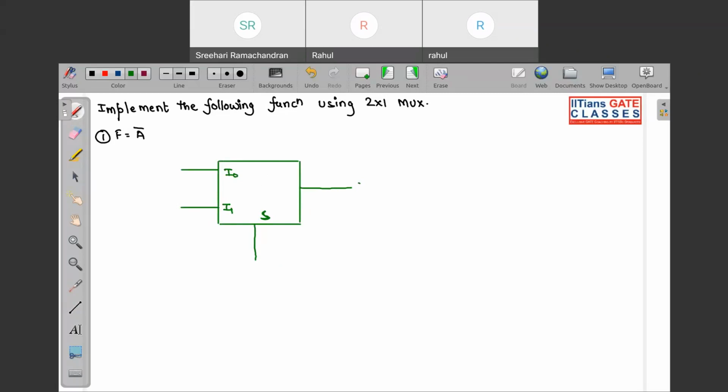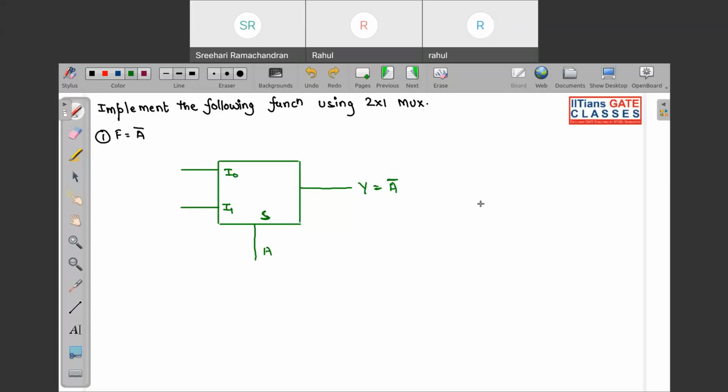So this is your selection line. This is Y. So this needs to be A complement. So the input is given in the selection line. Now tell me what will be the combination of I0 and I1 so that I get a complement over here.